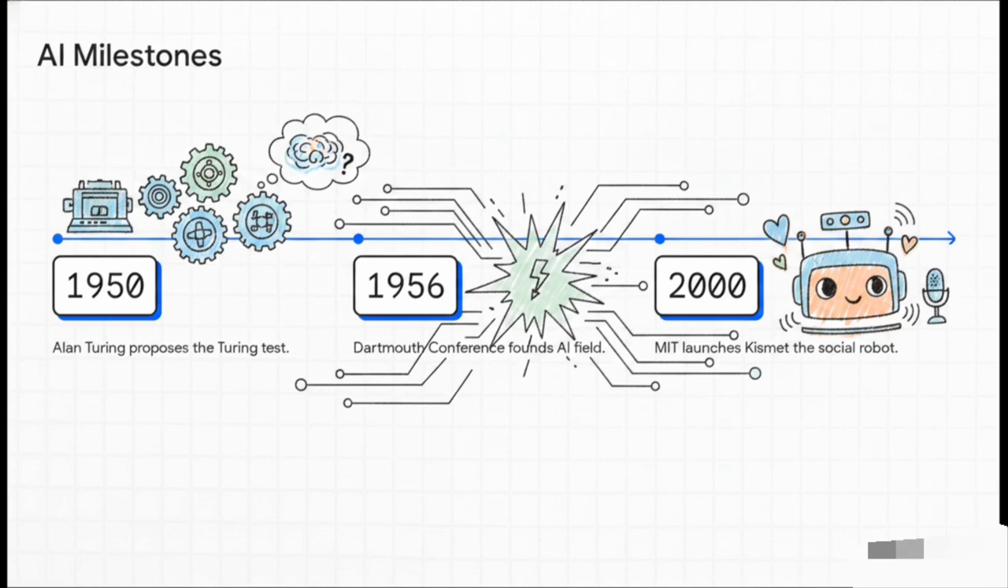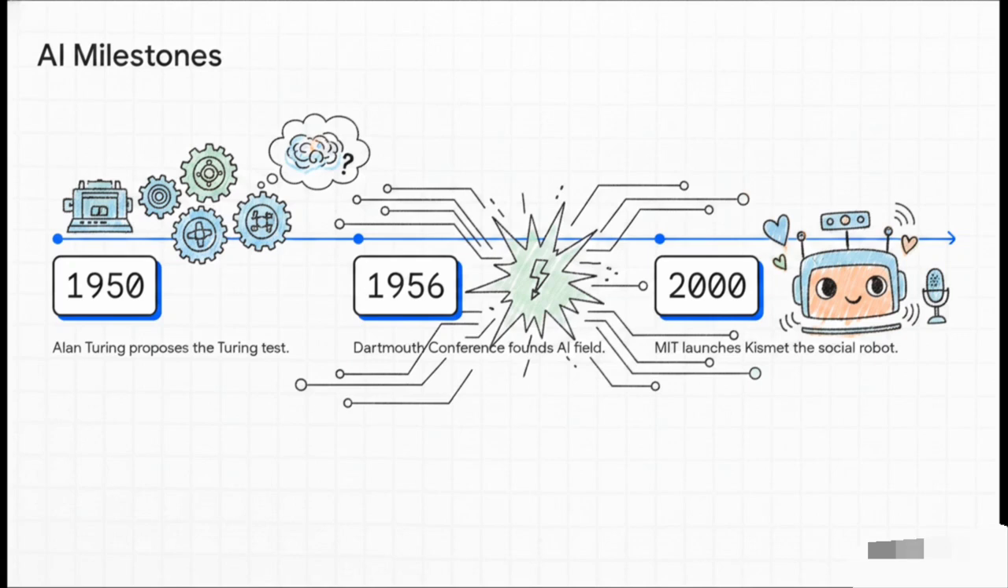But in 1950, British mathematician Alan Turing envisioned a machine that could expand way beyond its original programming, proposing the famous Turing test to see if a machine could actually imitate human thinking. Then, in 1956, the field of AI was officially founded at the Dartmouth Conference. Those early theories sparked decades of intense research.